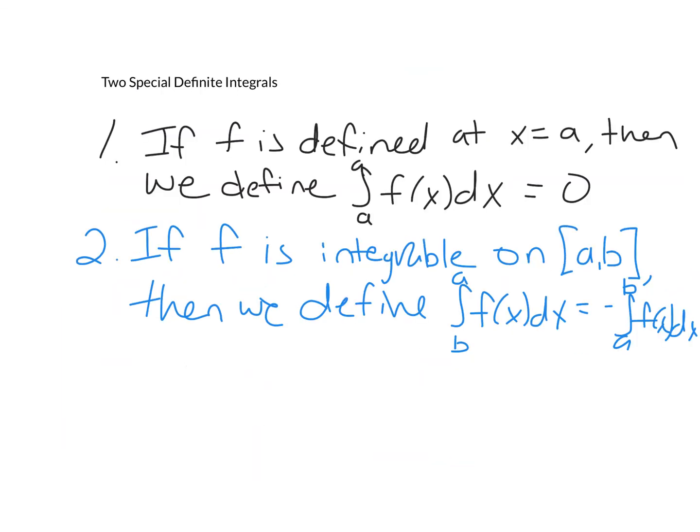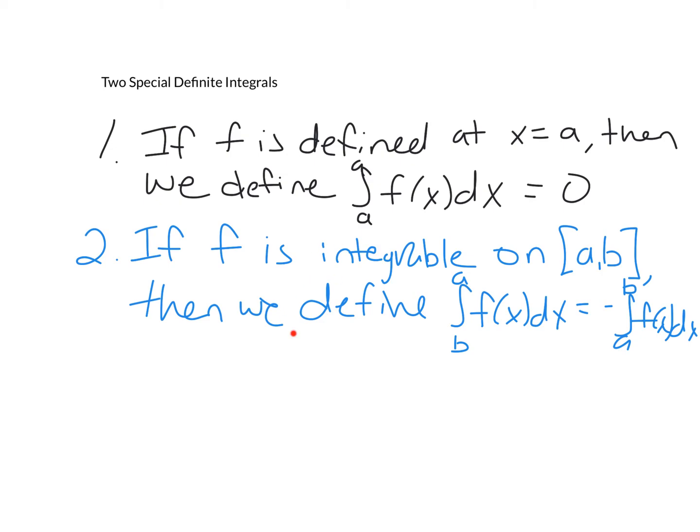So we're going to talk about different properties of definite integrals now. And there's two special definite integrals that we're defining right now. And that is this first one. If f is defined at x equal to a, then we define the integral from a to a of f of x dx to be equal to 0. Meaning, if your upper and lower portion of the integral are both the same, it's equal to 0, no matter what the function is. Okay?